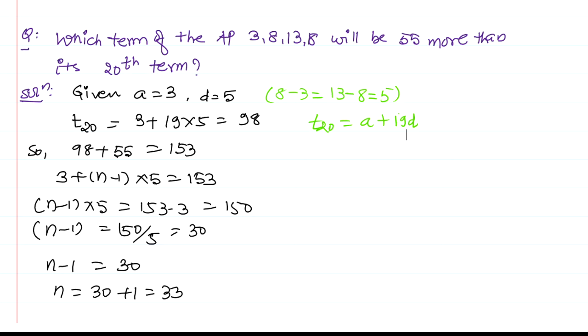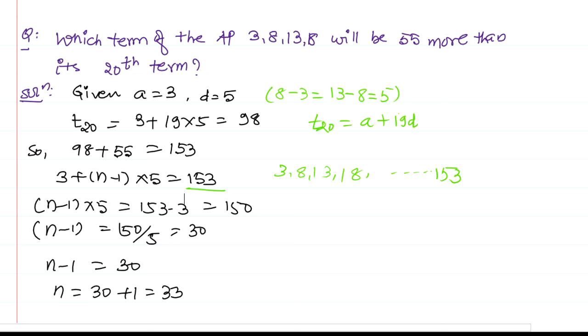Now for the second part, I am being asked to find out the value of n for the same series. So the question goes something like this: 3, 8, 13, 18, dot dot dot, and then we have 153. So I have to find out the value of n, that is which term is 153. A is 3, D is 5. So 3 plus n minus 1 into 5 is how much? 153. 153 minus 3, 150.